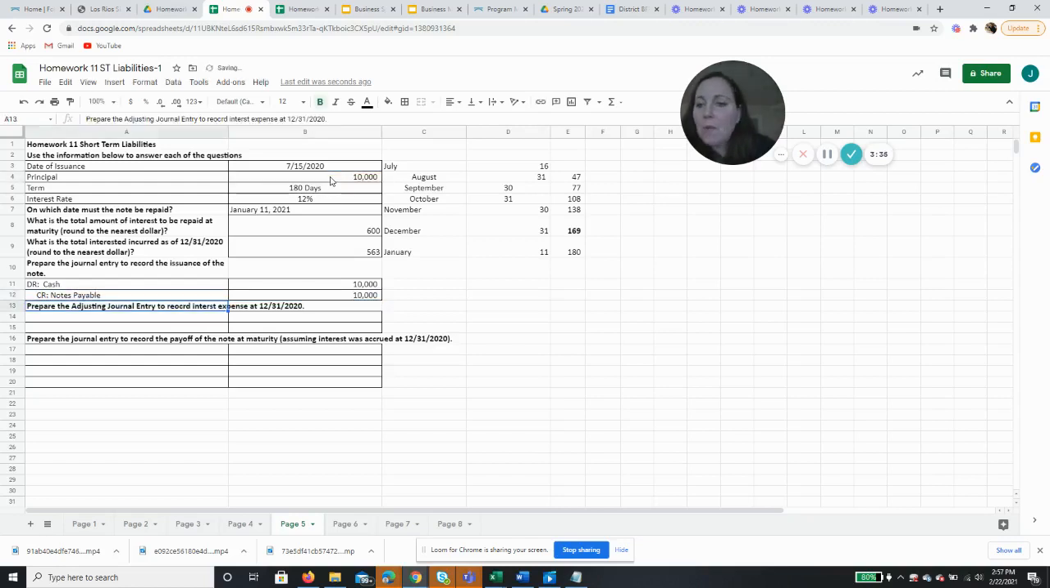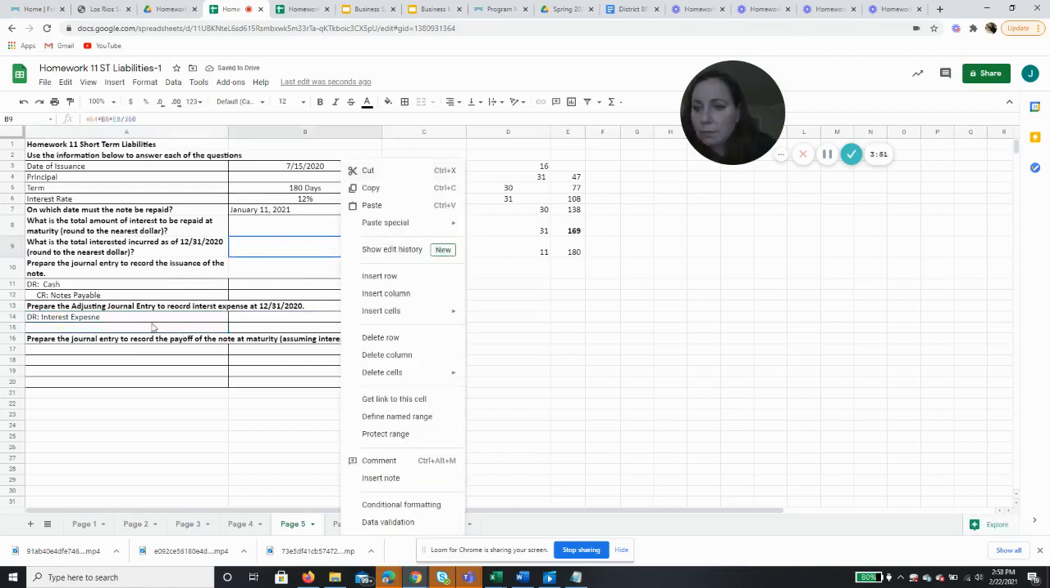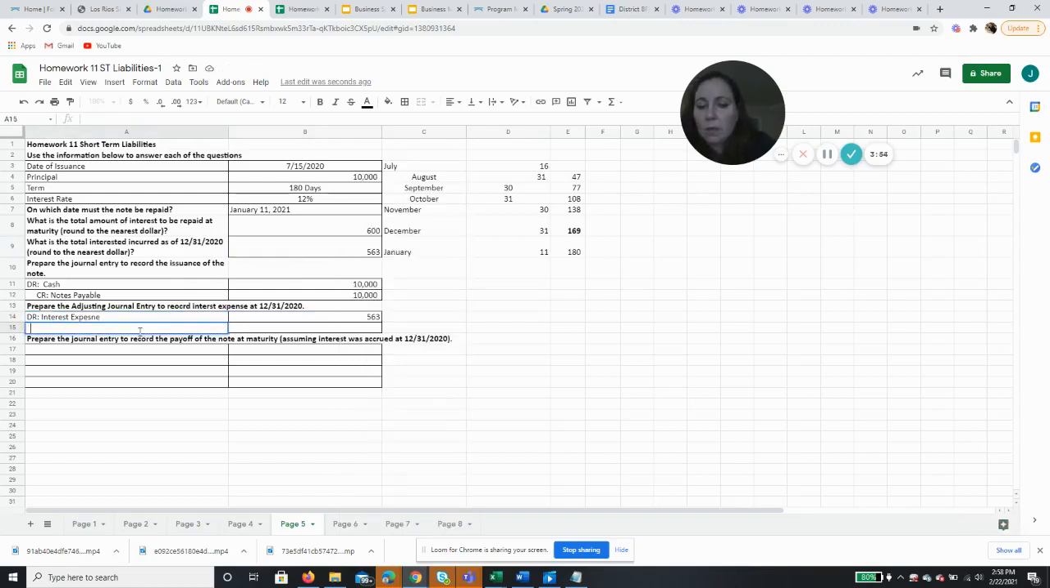All right. As of 12/31, we have to record our interest expense, our 2020 interest. So we're going to debit interest expense for the amount of interest we owe for 2020, which is 563. We're going to credit interest payable because we're not actually going to pay the cash until the note matures. We'll just accrue it, debit an income statement account, interest expense, credit a balance sheet account, interest payable, which is the liability.